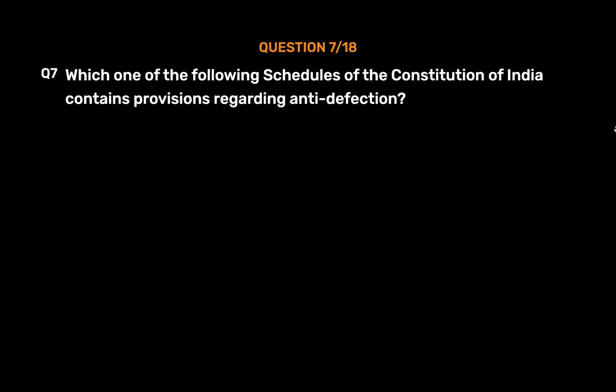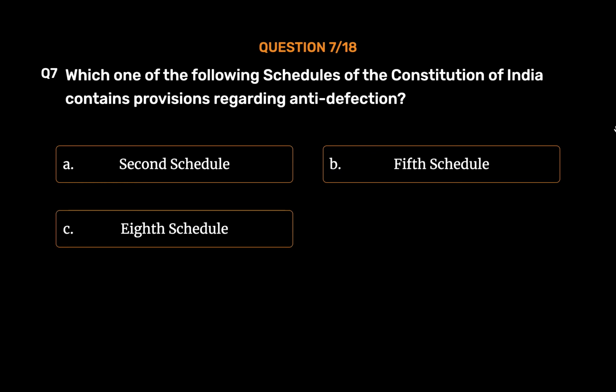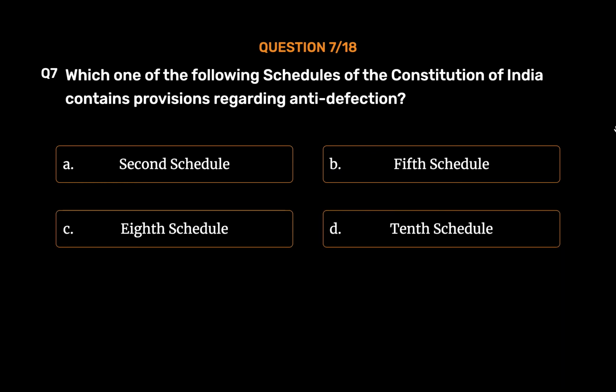Question number 7. Which one of the following schedules of the Constitution of India contains provisions regarding anti-defection? Option A. Second schedule. Option B. Fifth schedule. Option C. Eighth schedule. Option D. 10th schedule. The correct answer is option D.